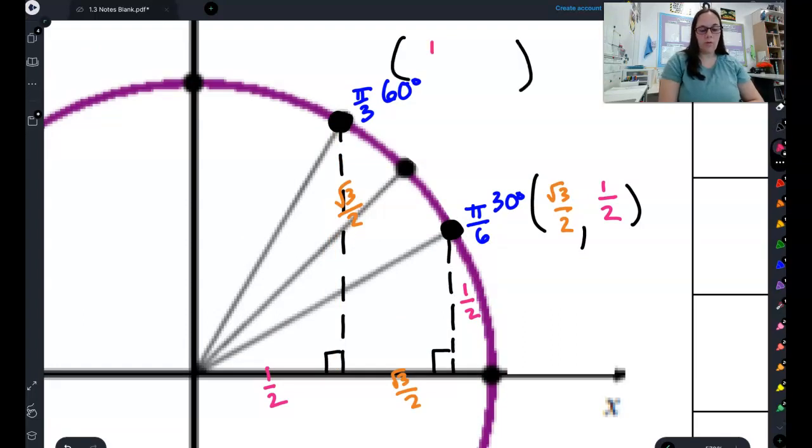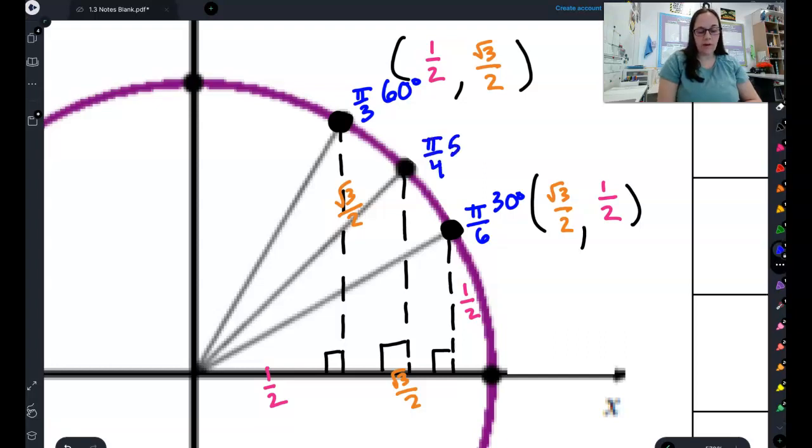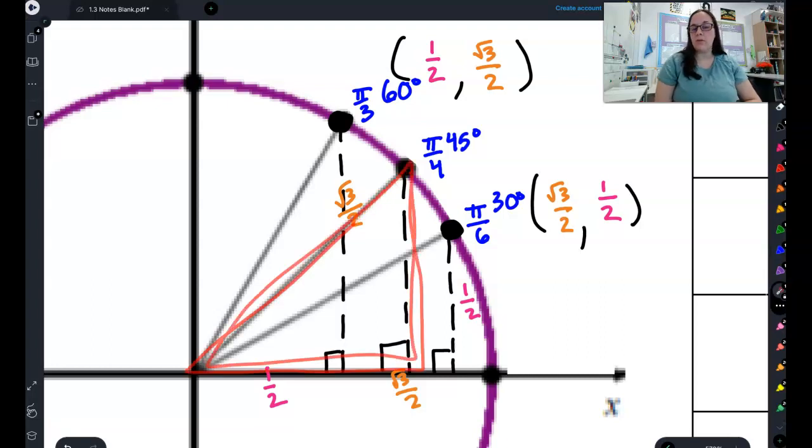We go over x amount, up y amount. And once again, short side's 1/2, long side's √3/2. Now let's talk about this last triangle. This is your pi fourths or your 45-degree triangle. So this is our 45, 45, 90. And you can hopefully see that isosceles shape in those sides.